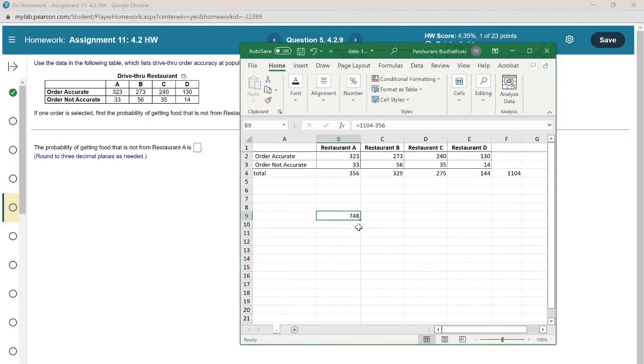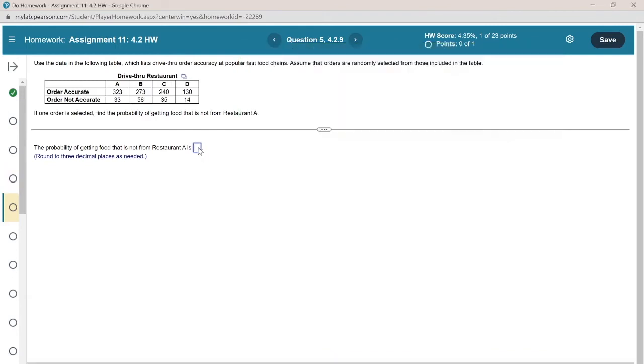So the probability is 748 divided by 1104. I can use a calculator here. So 748 orders out of 1104 are not from restaurant A. So the probability, if you round it to the 3 decimal place, is 0.678.